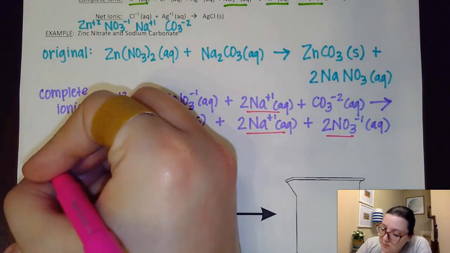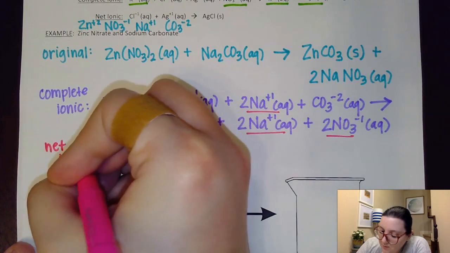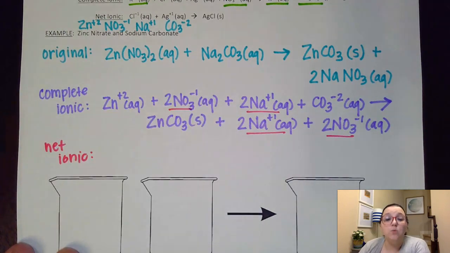So the last thing I'm going to do here is I'm going to write my net ionic equation. And when I write my net ionic equation, I would write it without those spectator ions. So anything that wasn't a spectator would get included here.